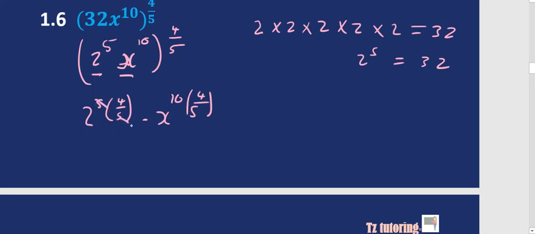The 5 and the 5 will cancel, so you have 2 to the 4, and of course 10 divided by 5 will give us 2. 2 to the 4 is 8.